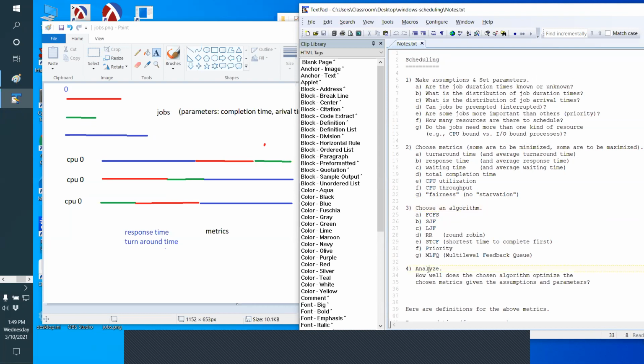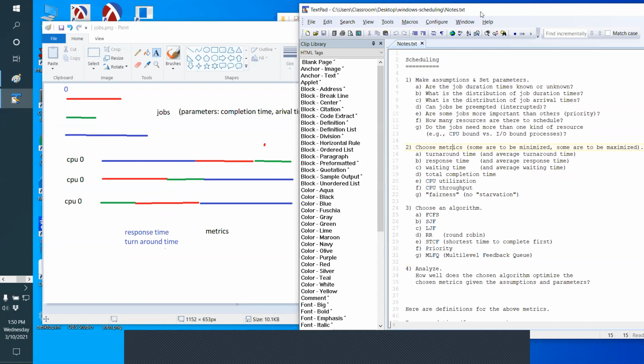And then the last step is analyze. Given your assumptions and your metrics, and given your assumptions and the algorithm you choose, how good are your metrics? That's what it boils down to. You chose an algorithm, you made some assumptions, now measure your metrics. That's the analyze step. You measure your metrics, and you analyze, and then you decide whether that was a good algorithm or not, for example.